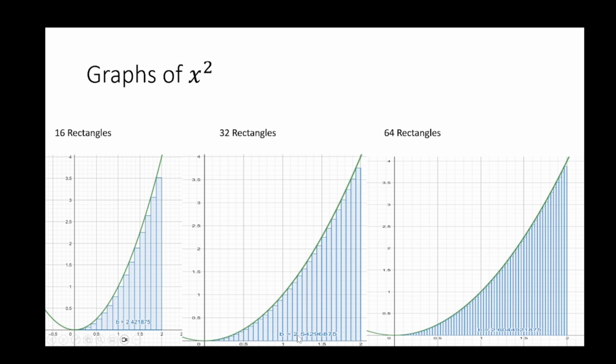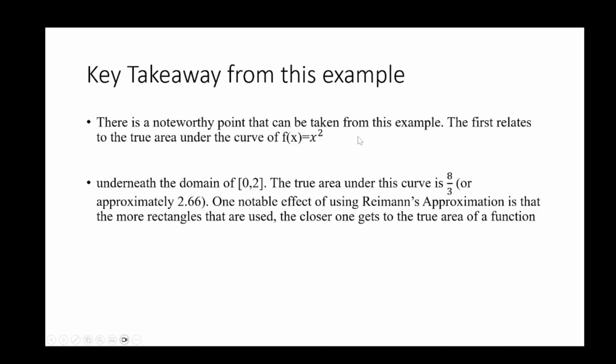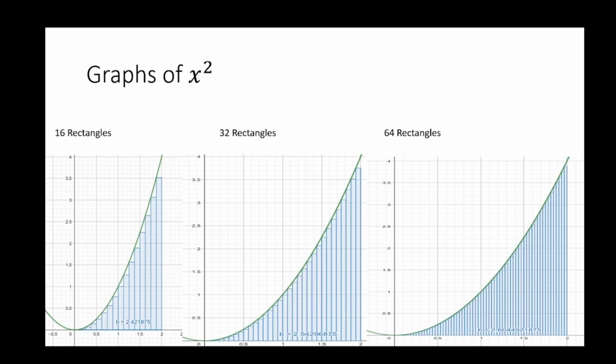One thing I'd like to note is that sure, they're increasing the area, but it's slowly closing the gap because it is an approximation. So a key takeaway from this example is how the Riemann approximation relates to the true area of x squared. The true area of x squared underneath the curve is 8/3, or approximately 2.66, between the values of 0 and 2.